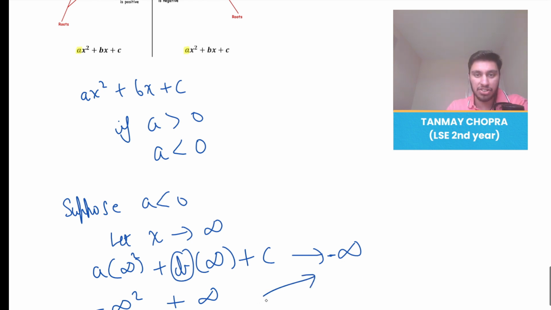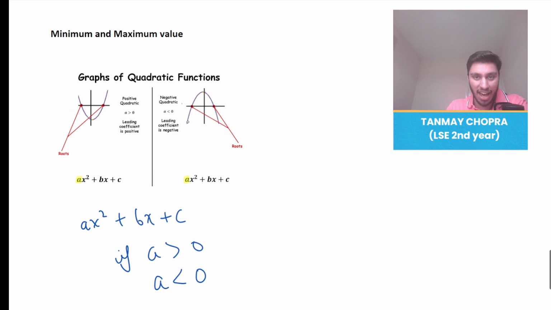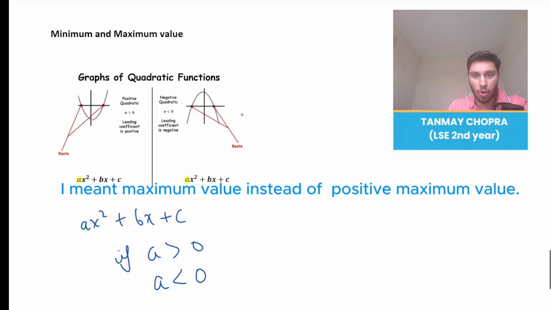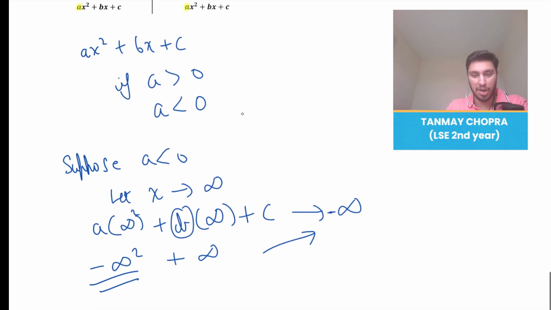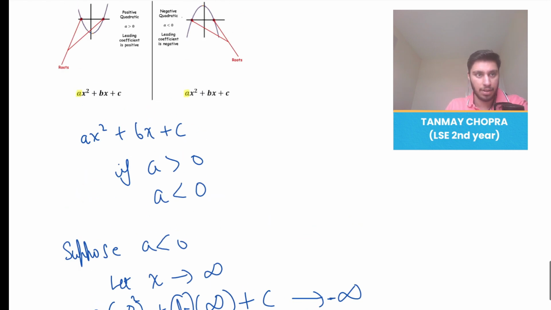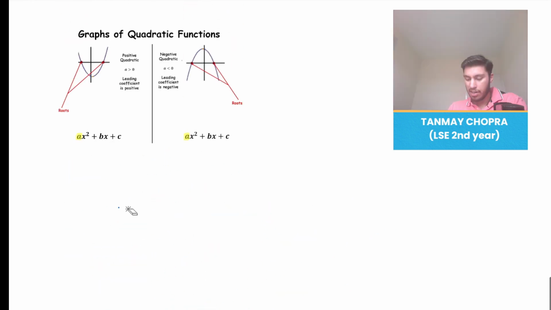What does that mean if it tends to negative infinity? It can only have a maximum value. It will not have a minimum value because it's going to negative infinity. You can't get smaller than negative infinity. That's the exact reason. So it's by seeing how the expression behaves as x tends to infinity. Question arises, how do I actually find the minimum point?